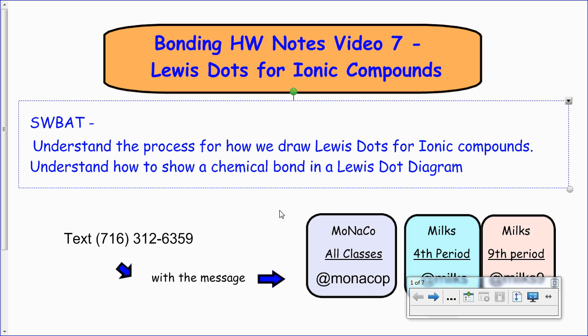So we know the formula, but we want to know the structure of what it is that we're writing on paper here. So you're going to be able to understand the process for how we draw these Lewis dot diagrams for formulas in ionic compounds. Covalent comes next, but we're going to do ionic first. And so you're going to understand how to show a chemical bond, essentially, in the Lewis dot diagram, starting with ionic.